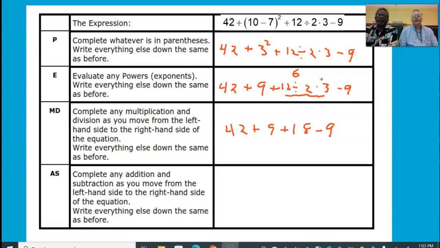51 plus 18 is going to be 69. And then minus 9. We end up with 60. Go mental math, kids.